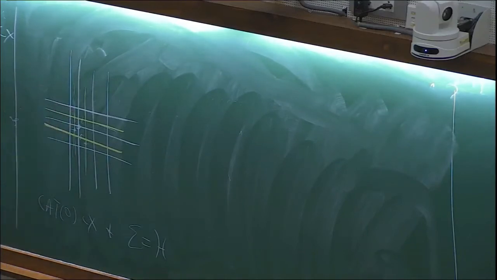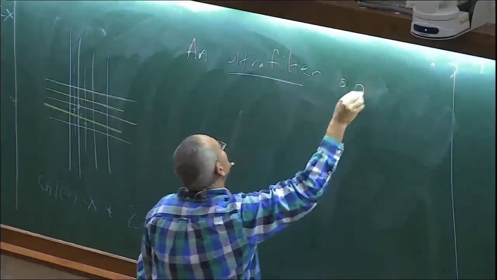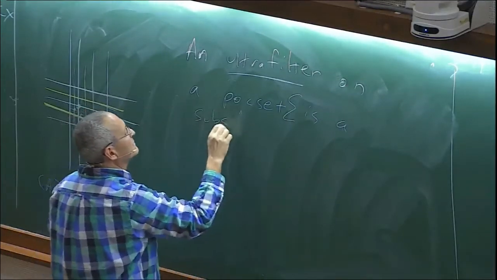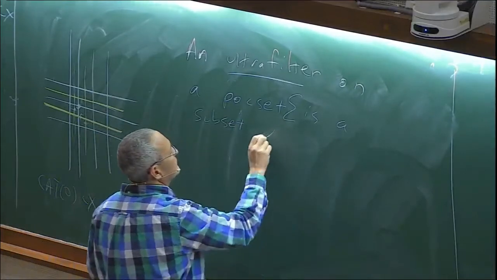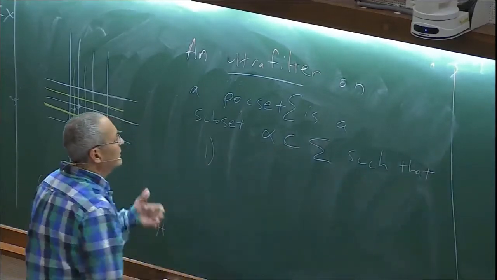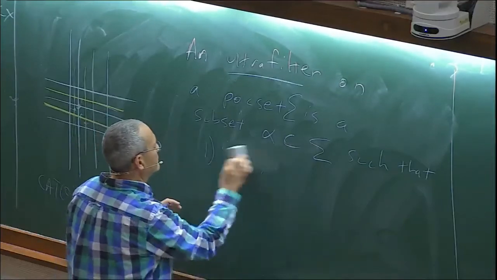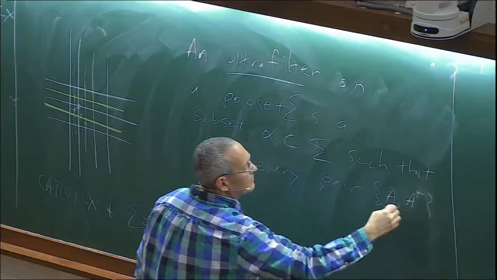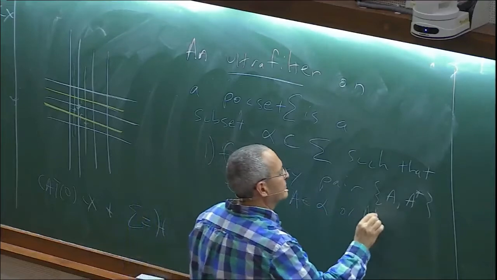So an ultrafilter, a scary word, but it's not scary, on a poset is just a subset alpha of sigma such that for every pair A, A star (A complement), either A is in alpha or A star is in alpha, and not both.